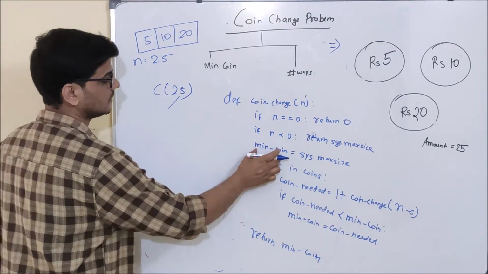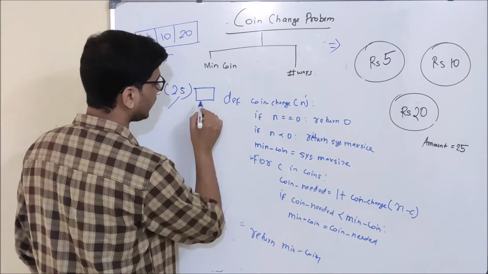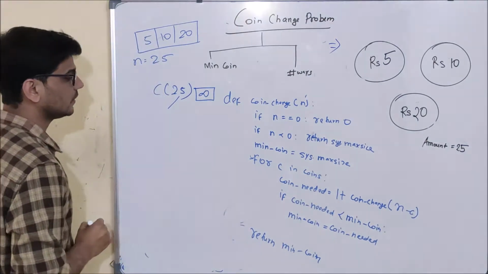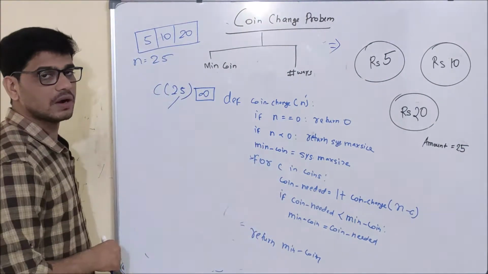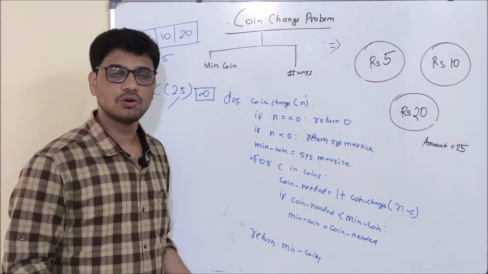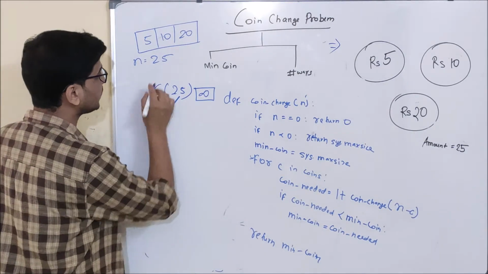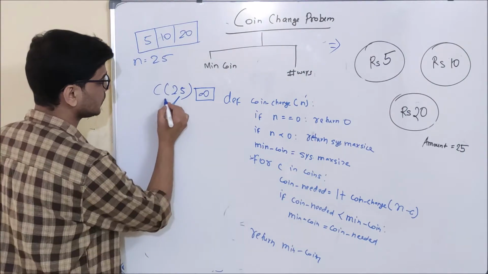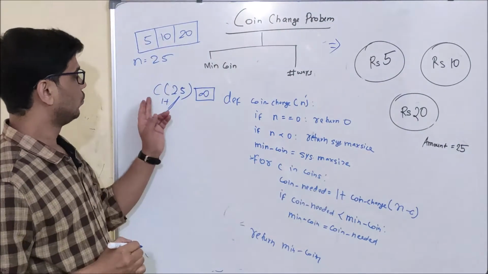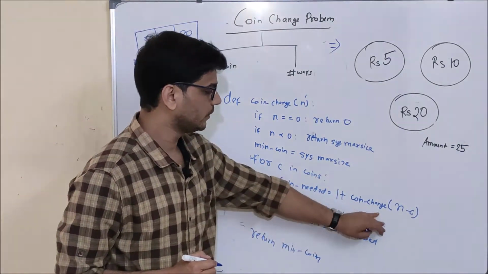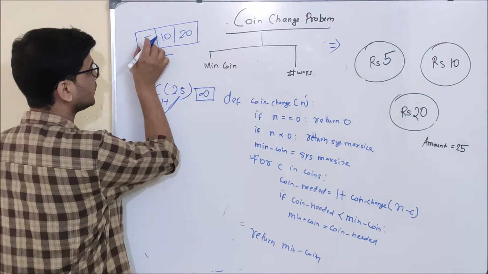After that it will create a minimum coin variable for itself and initialize it to infinity. Now we come to this particular for loop, and what we are doing in this for loop is trying all the coins. So at first we are going to try this 5 rupee coin. So coin taken will be 1, so here it is 1 plus this particular coin taken. Then we make a recursive call to coin change of n minus c. N is 25 and c is 5.